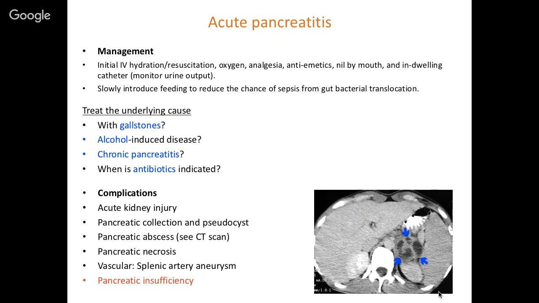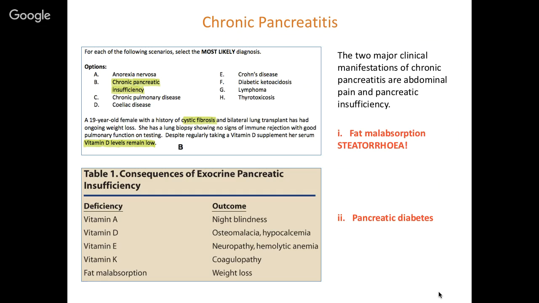Pancreatic abscess is just if that collection gets infected. Pancreatic necrosis is quite straightforward. It's necrosis of the pancreas. That's when you might have to look at surgical intervention to remove some of the parts of the pancreas. There are some vascular complications and also pancreatic insufficiency, which we're going to talk about next.